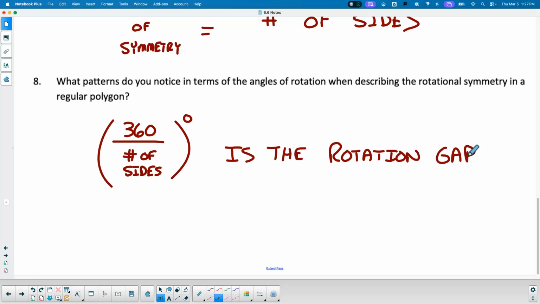Okay. I'm going to call it the rotation gap because it's not just that one rotation, right? So I can rotate a nonagon 40 degrees and it'll end up on itself. I could rotate it 80 degrees and it would end up on itself. 120 degrees, or 160, 200, 240, 280, 320, and 360 would put me back. Okay? It's not just that one, it's all the multiples of that one until you get to 360. Okay?